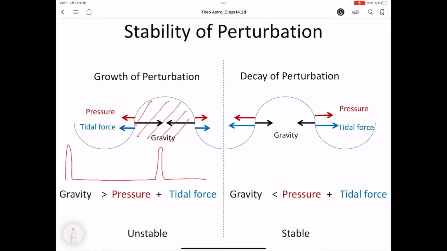If the gravity is smaller than the sum of the pressure and tidal force, even if some gas is accumulated in some region, pressure and tidal force prevent the gas from contracting. Instead, the increased density decreases by the pressure and tidal force. So we'd like to find out the conditions for the gravitational instability in this section.